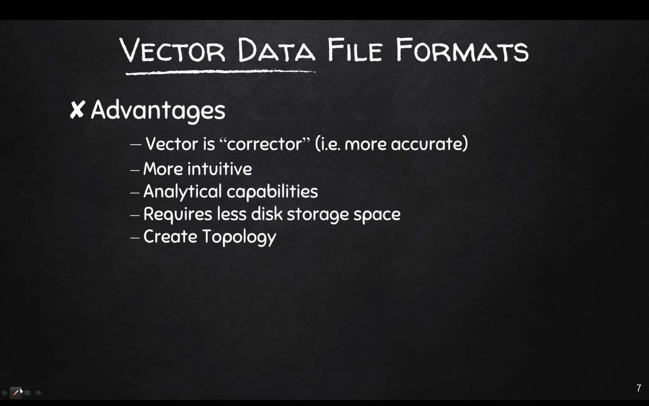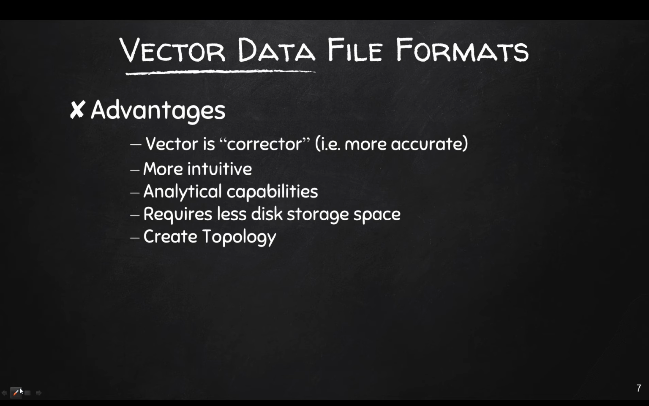So a vector data file has several advantages and disadvantages. The advantage is vector is corrector. That kind of rhymes, so it's easy to remember, i.e. it's just more accurate. You can use vector data to represent a road or a polygon or the location of a fire hydrant much more correctly or accurately than the raster data file format. We'll get to why in the coming lectures. It's more intuitive. I guess that's kind of how we view the world, as more discrete as opposed to continuous.